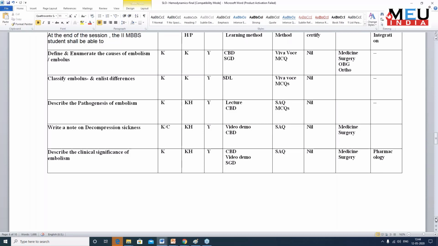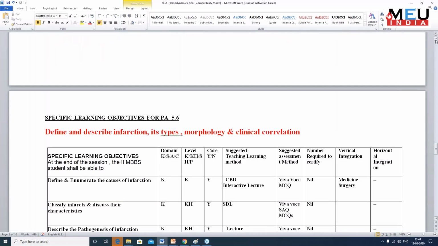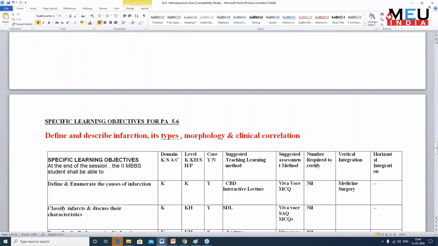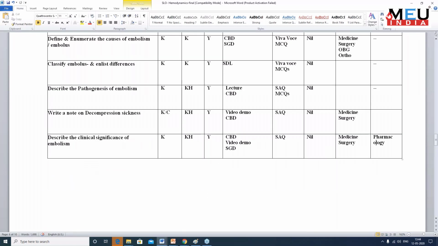So maybe we can even have forensic also included in this, sir. Yes, I think forensic will be much more useful. Yes, sir. Pharmacology and forensic for various types. I think we can get forensic there.